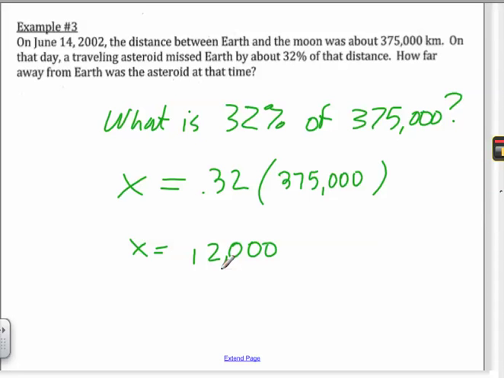So the asteroid was about 12,000 miles from the Earth. Is that about right? Scratch that out. Okay, what is 32%? It's got to be bigger than 120, guys. 32%'s got to be like 120,000. 120,000, I'm sorry. I thought you just said 120. Okay, 120,000. All right. Excellent. Good job, guys. Let's look at the last one.